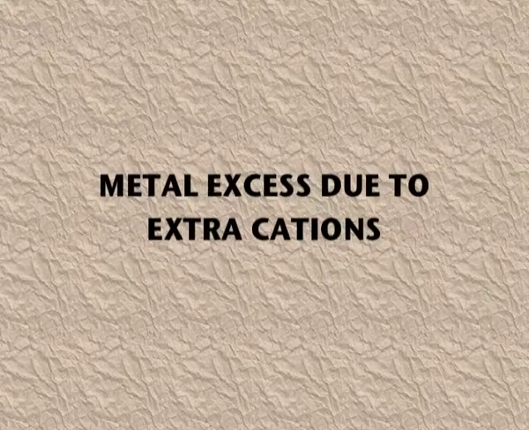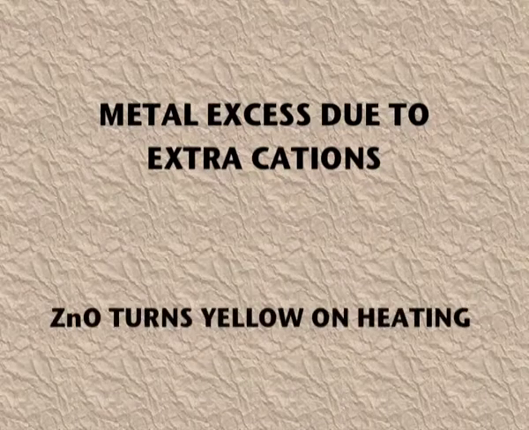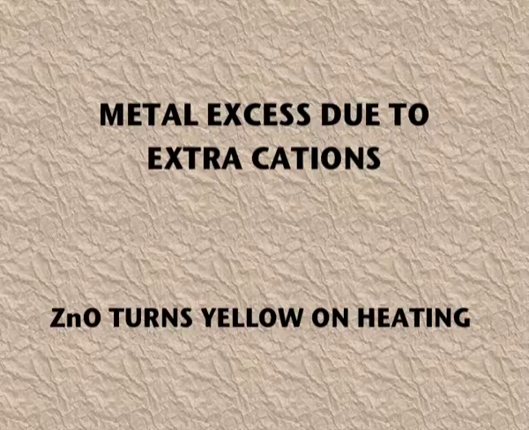Another non-stoichiometric defect is the metal excess due to extra cations. Now, where do these extra cations come from? For example, zinc oxide turns yellow on heating. Now, how does it turn yellow? Actually, what happens when we heat zinc oxide crystal, oxygen is evaporated and the zinc atom loses 2 electrons and changes into zinc ion. Now, these Zn2+ ions occupy the interstitial site and the electrons occupy the neighboring interstitial site.